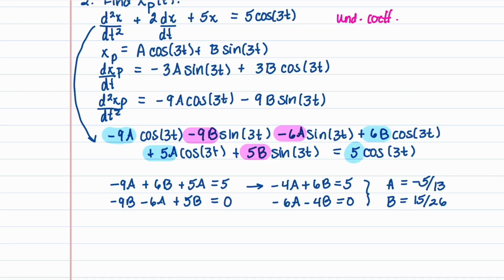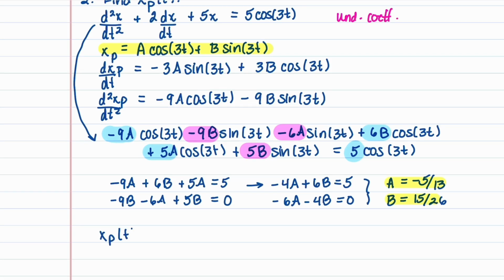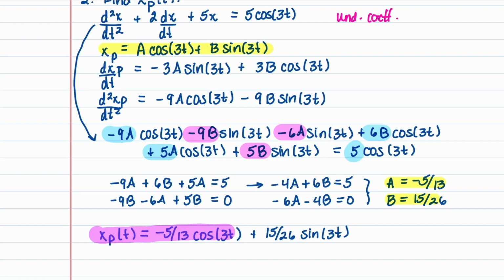We can now plug these two constants back up into our particular solution, and we get x sub p of t is equal to minus 5 over 13 cosine 3t plus 15 over 26 sine 3t. I'm going to highlight this, and we'll hold on to that and come back to it in a few minutes.